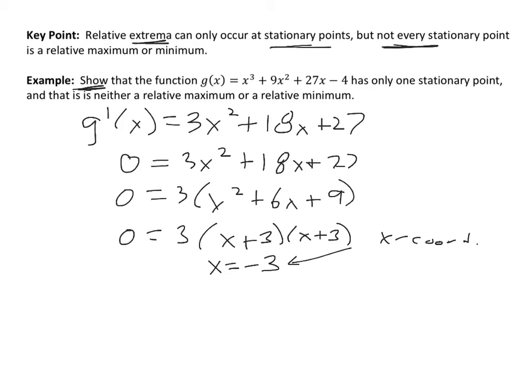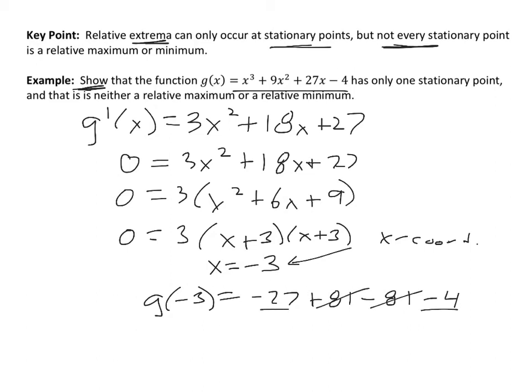So just like we did in the previous one, I now want to take that and actually find out what the y coordinate is. Let's find the actual stationary point. g of negative 3, if I plug negative 3 into this, I'm going to get negative 27 plus 81 minus 81 minus 4. Right, so these 81s nicely cancel one another out. These two things that are left are negative 31. So I get g of negative 3 is negative 31, and that means that my stationary point is going to be at (negative 3, negative 31). So I found the stationary point.